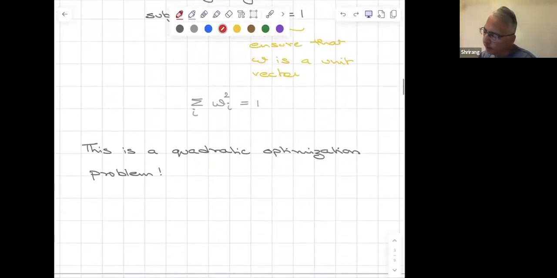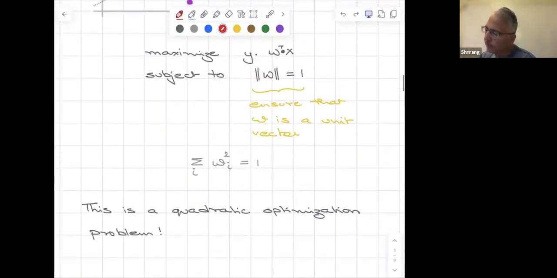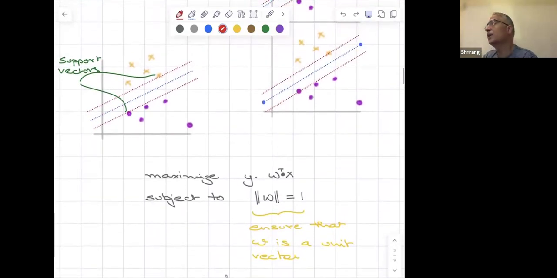Okay. How many points do we use for support? Well, technically you need just two, one on each side, right? You might have more, but you need only two, you need at least two, right?